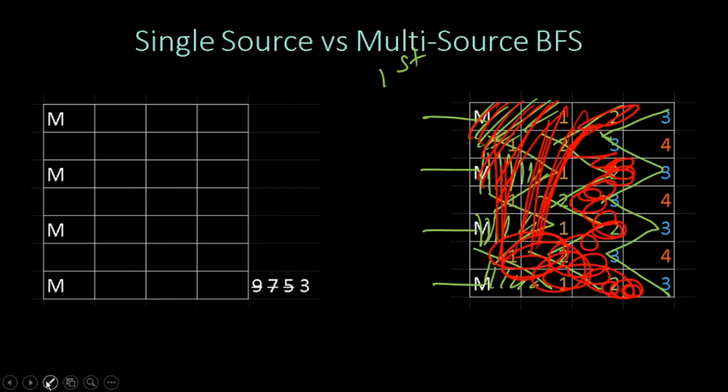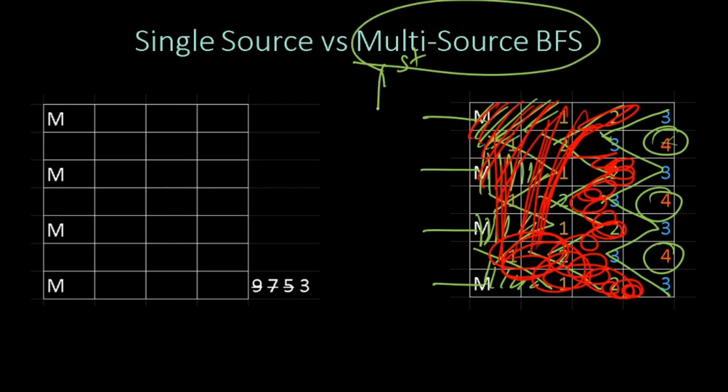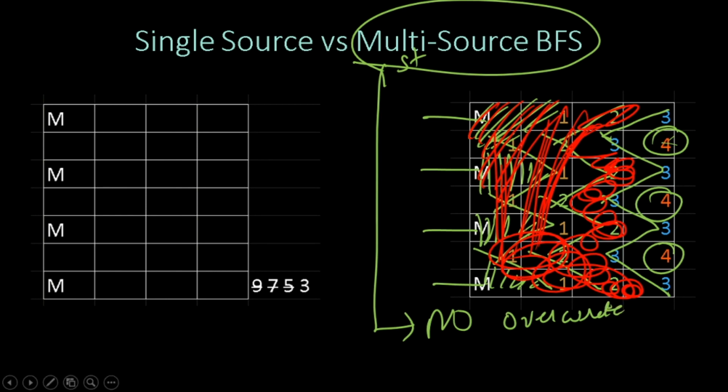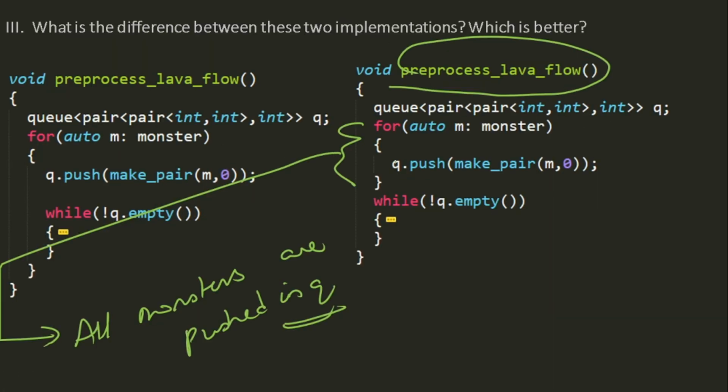The only areas that are left behind that are free of fire are these locations, and by the fourth instance our entire grid is on fire. So did we do any overwrite? No overwrite. That is why we are supposed to use a multi-source BFS. So look at this again. We are pushing all the monsters here, multi-source. Earlier, we were dealing with one monster at a time, single source.